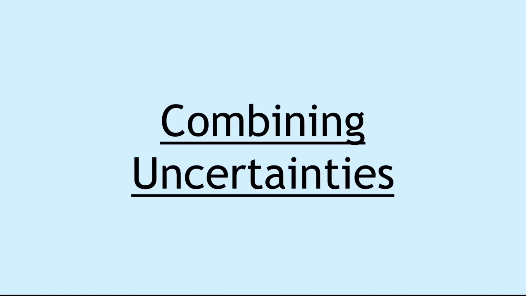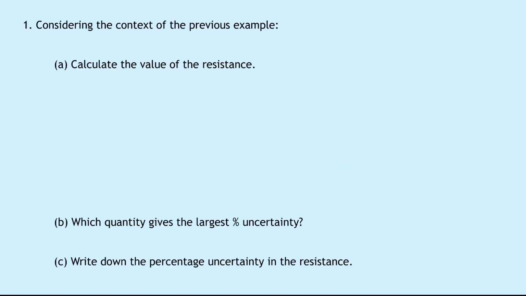So next we have combining uncertainties, otherwise known as combination uncertainties. So we're going to be seeing calculations here where we need to work out the overall uncertainty in a final result. Question 1 says, considering the context of the previous example, calculate the value of the resistance.